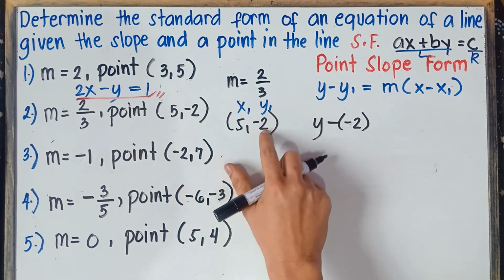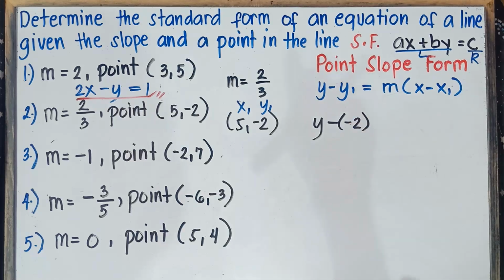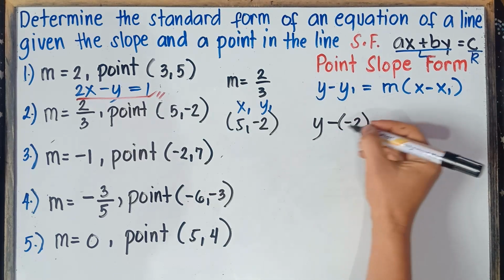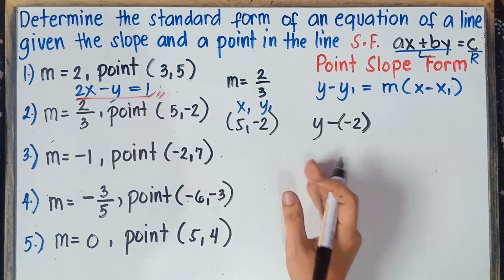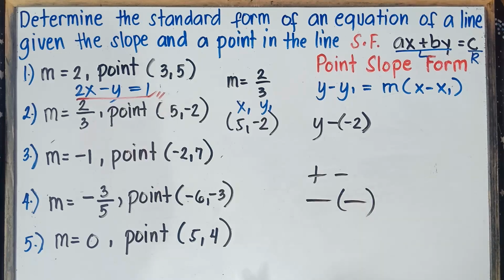Once again, class, y sub 1, that would be negative 2. That's why, class, we have two negatives. Now, since we have two negatives, we need to put parentheses because we're not allowed to have two signs close to each other. We need to put parentheses because we need to multiply the signs.